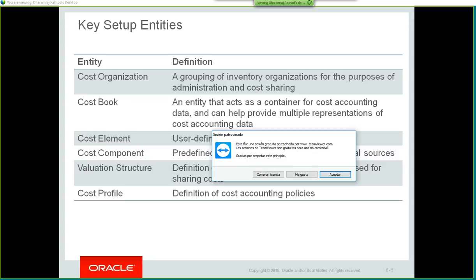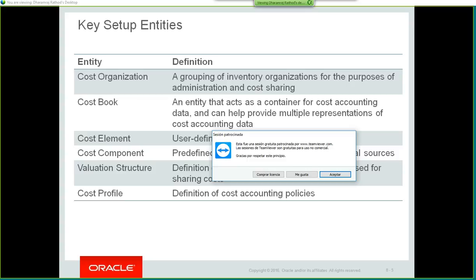We have an entity called cost book. You use this cost book in context of cost organization. So whenever you want to look at the cost, it could be any item cost, you would always look at it in context of cost organization and the cost book. It's an entity that acts as the container for cost accounting data. And it will also help you with multiple representation of cost data or cost accounting data.